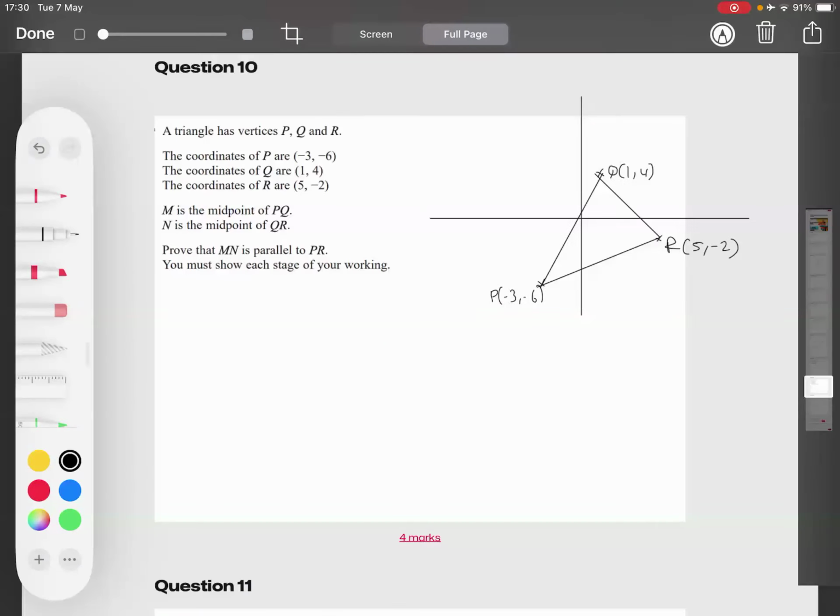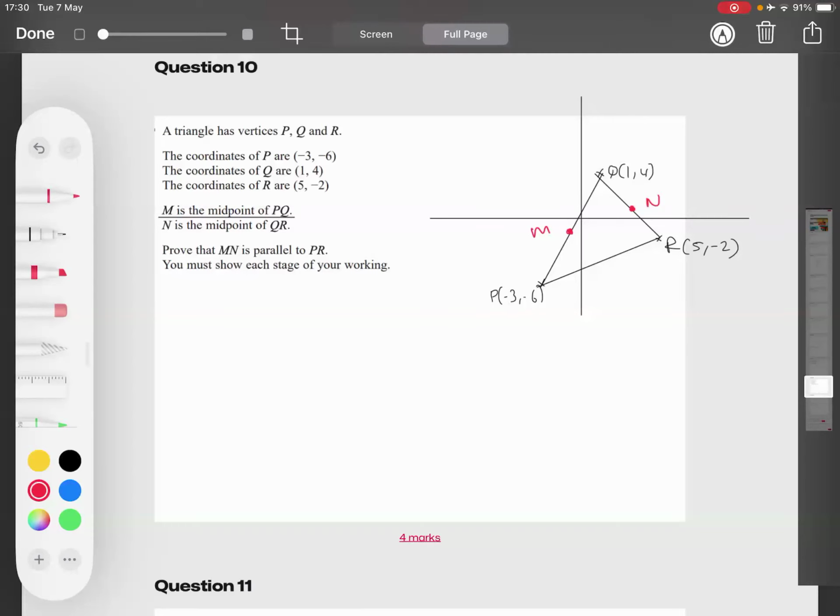Perfect. So the first thing I've done is just drawn a sketch, and then I'm just going to try and label where M would go. So between P and Q, I'll just mark a point M, and N is between Q and R, so I'll mark a point N. Okay, so that probably implies that we need to work out what M and N are at some point. Okay, and then the question just says prove that MN is parallel to PR.